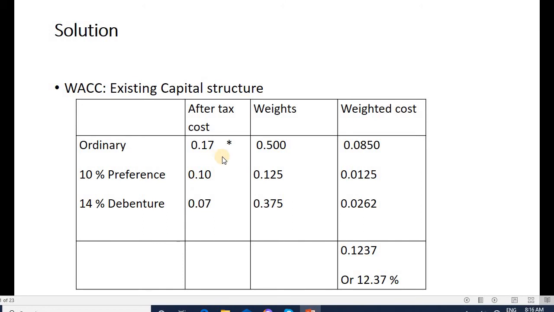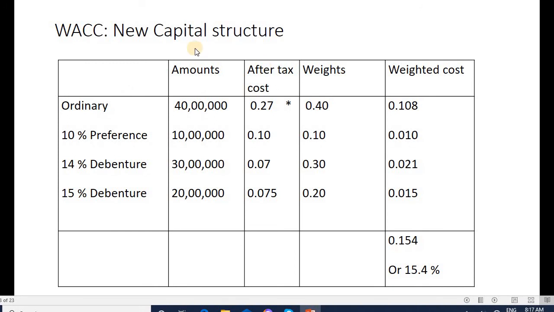So the product of 0.17 into 0.5 is 0.0850, 0.1 into 0.125 is 0.0125, and 0.07 into 0.37 is 0.0262. This is 12.37. Now we need to calculate based on problem number 2. Another question is how to calculate for new capital structure. As these are the amounts which have already been procured, the company is procuring additional debt capital of 20 lakh at 15%.